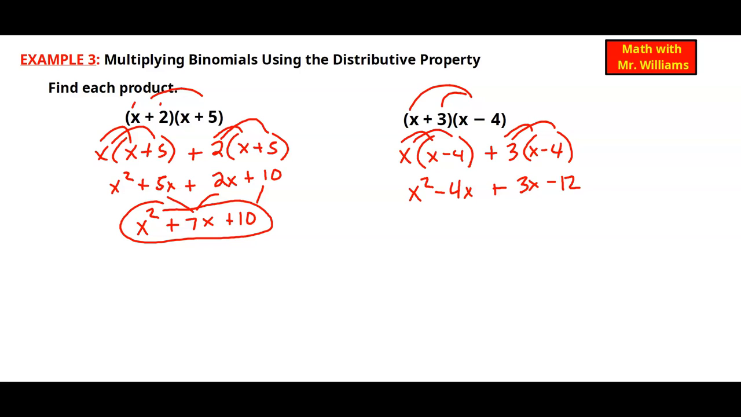Now we can combine like terms. We have a negative 4x and a positive 3x. When you add those up, we have more negatives, so the negative wins. We bring down the x squared, put minus 1x, and bring down the minus 12. Let's clean that up. We have x squared, and we don't need the 1 in front of the x, so minus x, and then minus 12 is our final answer.